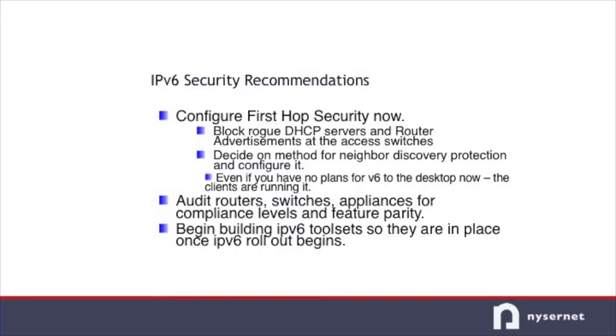Recommendations, again, we talked about it before. Do your first top security now. So block your rogue DHCPv6 servers, block your rogue router advertisements, set your router advertisement preference to high. Do that now regardless of your level of v6 implementation.